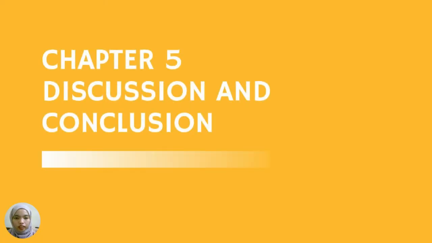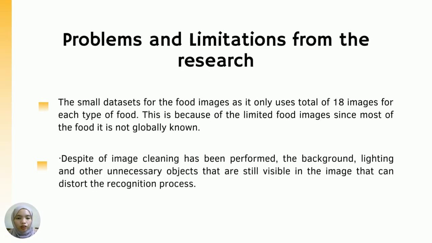So next is chapter 5, the discussion and also the conclusion. So there are also problems and limitations from this research. The first limitation is the small data set for the food images. As you can see, this project only uses a total of 80 images for each type of food, which is quite a small number. This is because of the limited food images, since most of the food is not globally known and only consumed by Malaysians.